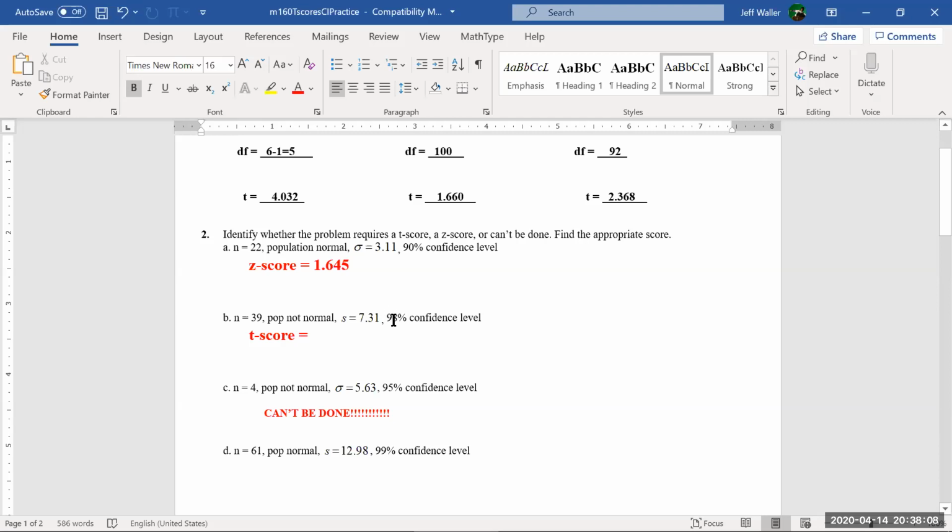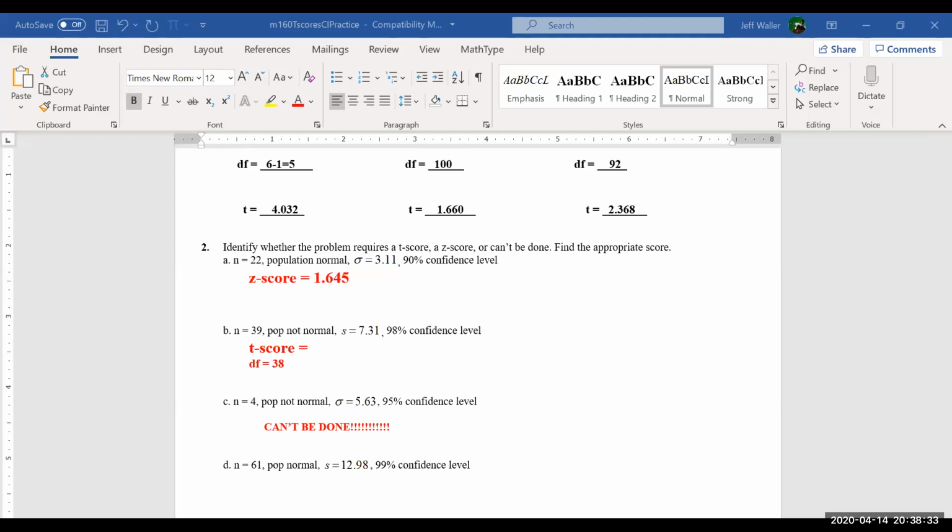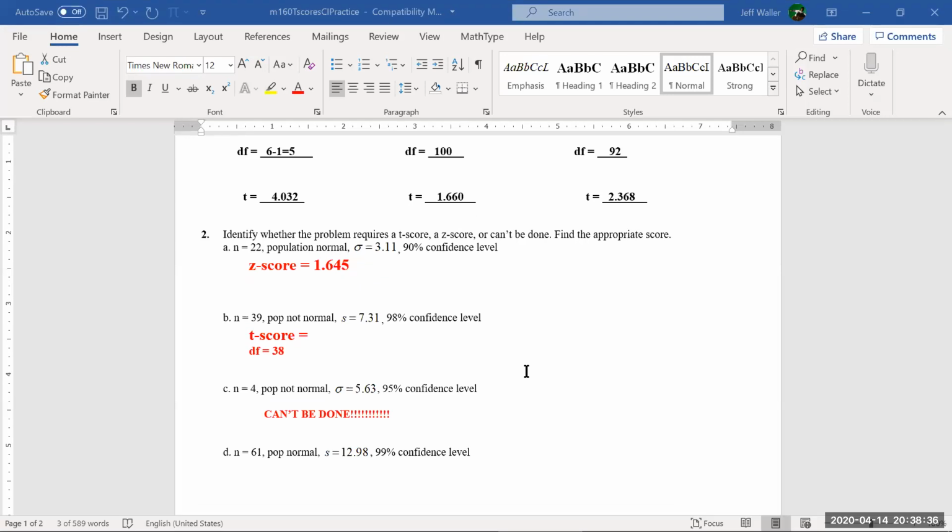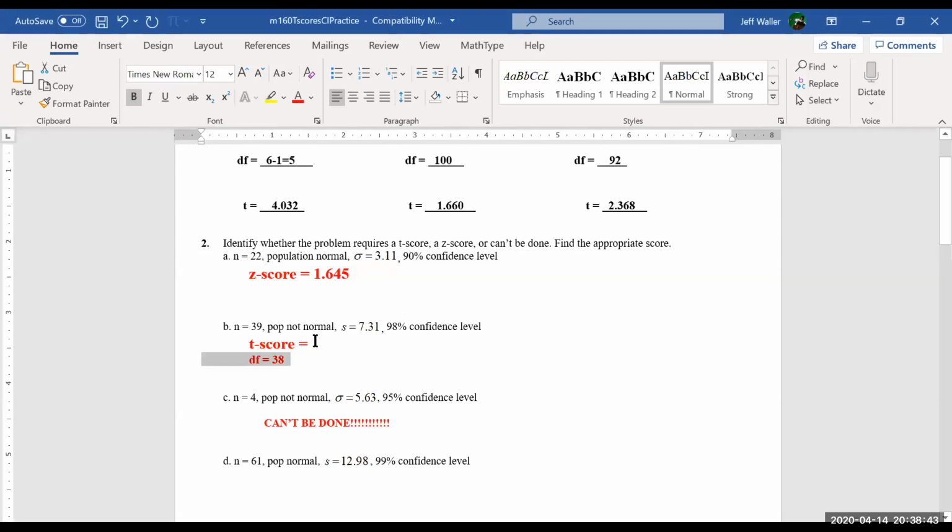So let's see. I know alpha is 0.02. What's my degrees of freedom? Degrees of freedom is 38. I know alpha is 0.02, right? 2% in 2 tails. Stop at 38. So 2.429. That is the score I would use.